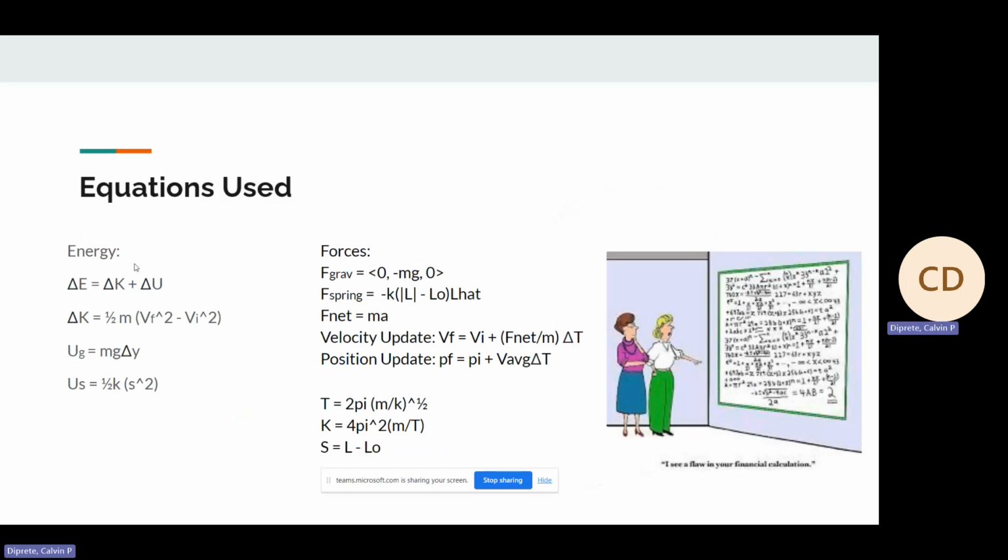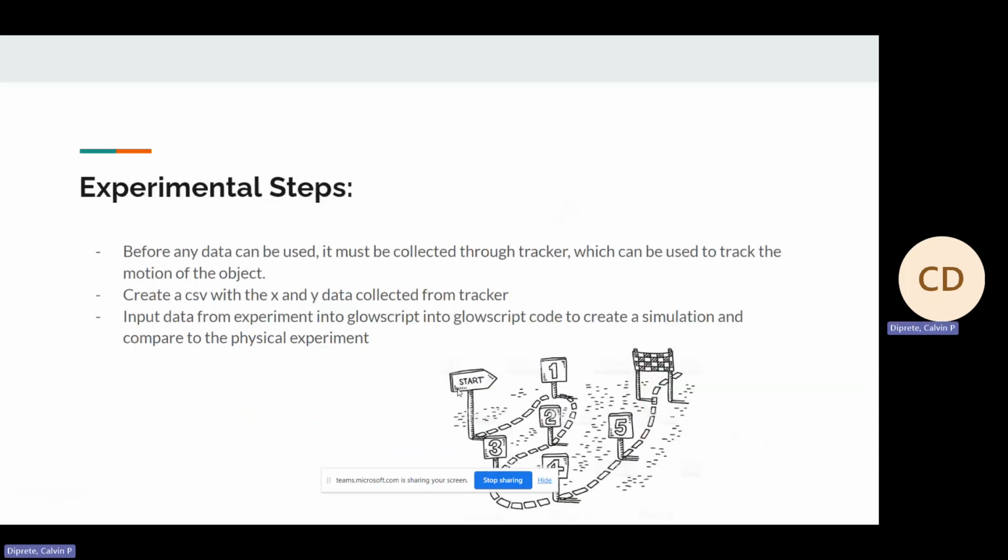For the equations used, there was a change in energy equation, which is the energy principle. Kinetic energy equation, potential energy of gravity, potential energy of a spring. For forces, there's the gravity in vector form, the spring force, F net, velocity update, position update, and these are some of the variables used.